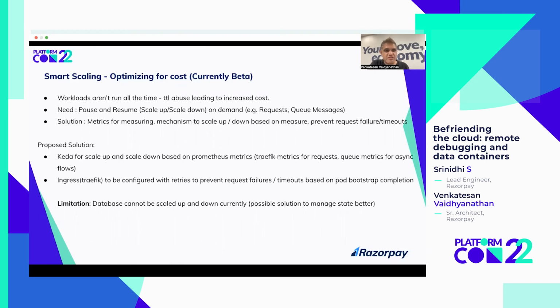What we're using is again an open source offering called KEDA, pardon my pronunciation, which allows us to scale up and scale down pods based on metrics. Now, what are these metrics that we're talking about? As we mentioned, the ingress control is traffic. So traffic can emit metrics in terms of the number of requests it receives per unit time.